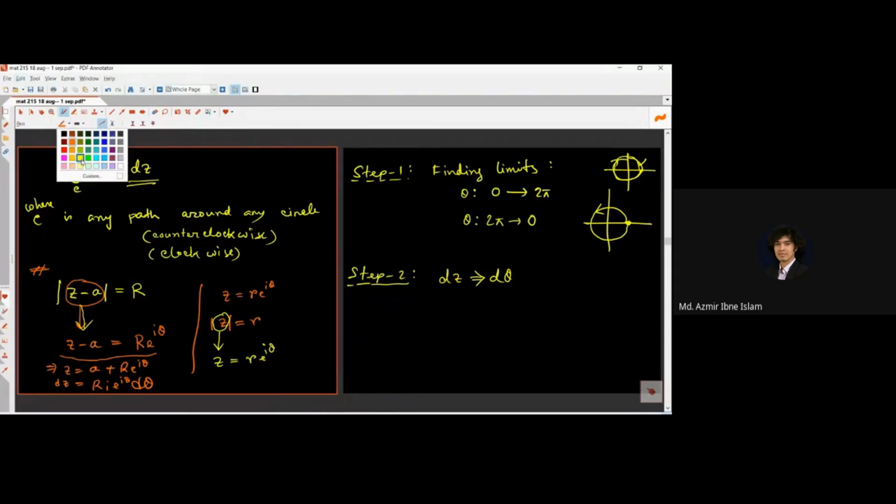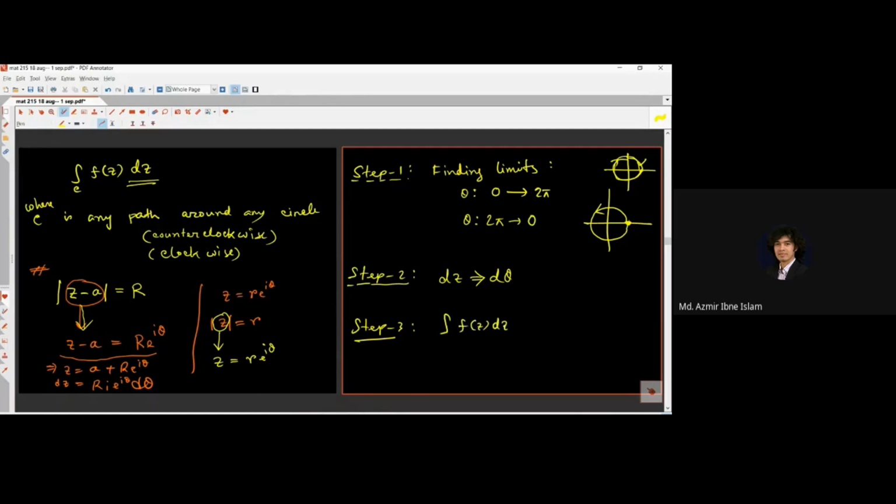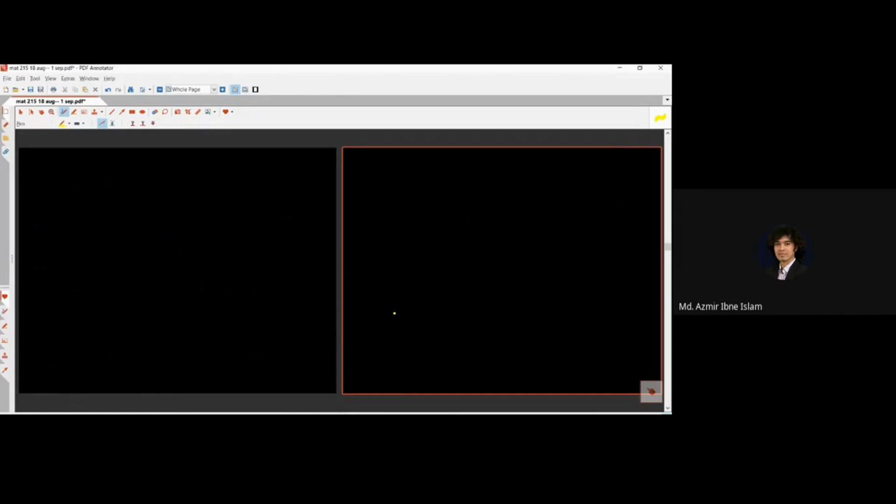You will understand again when we solve one problem. So the second step is finding d theta, and step 3, the last step, is to use our basic integral skill. We have the integral of f of z dz, which will be converted to f of theta d theta, and now we use our basic integral skill to evaluate it. This is the process of solving a complex integral. Let me take one problem here.